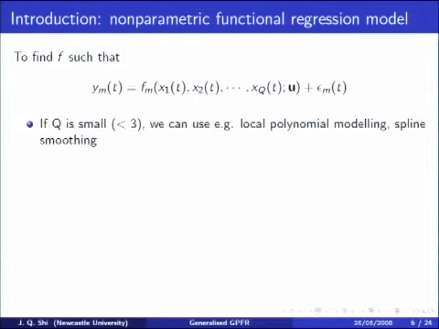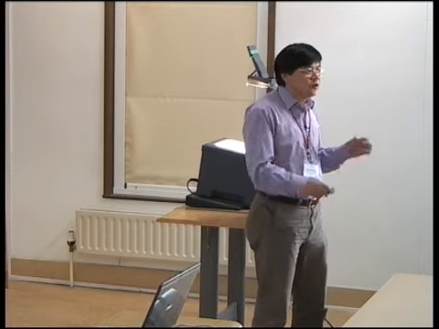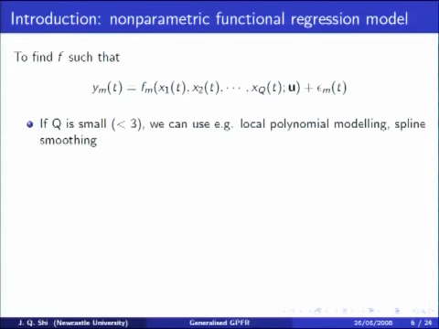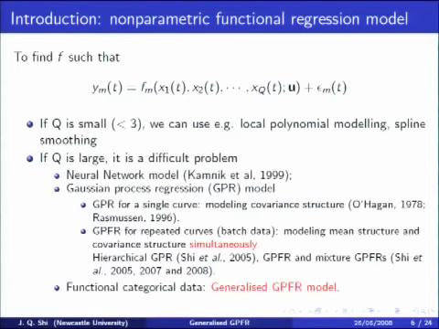Here, q is the dimension of all those functional covariates. Usually if q is small, for example less than 3, we can use conventional non-parametric methods. But if q is larger than 3, as Professor Wang mentioned this morning, this is a difficult problem for statisticians.